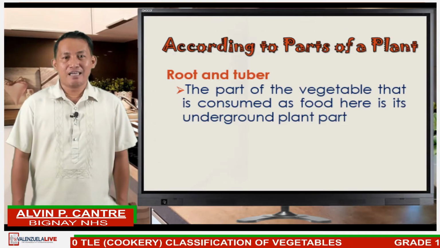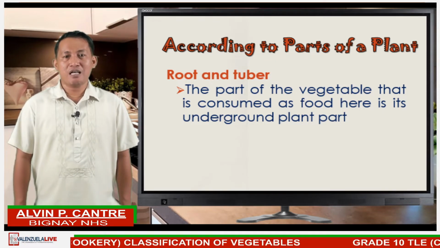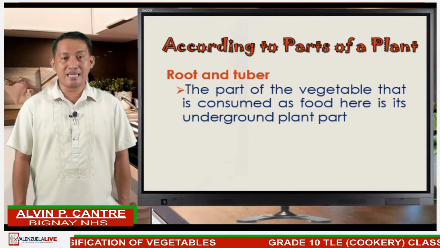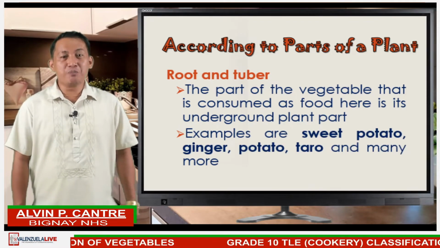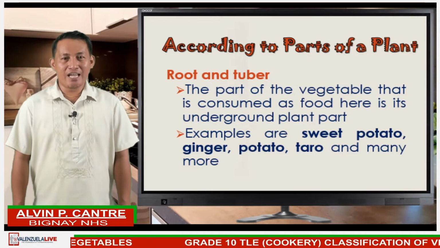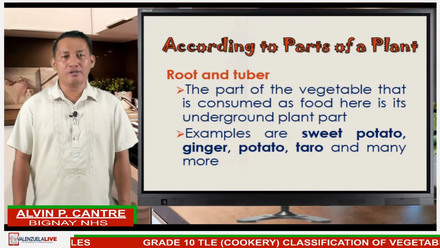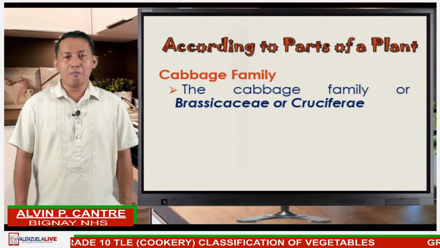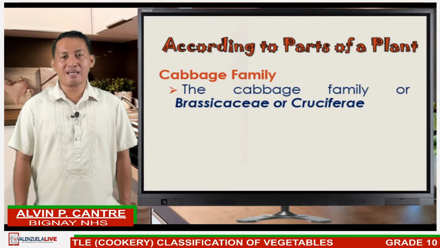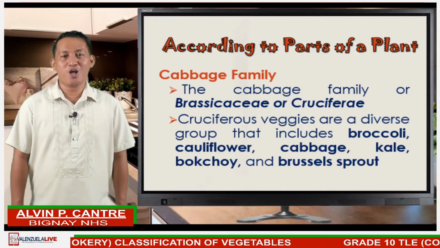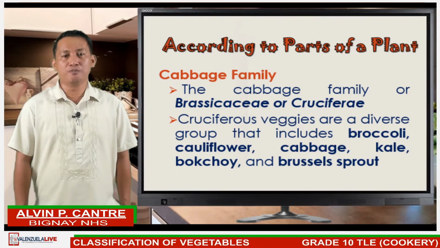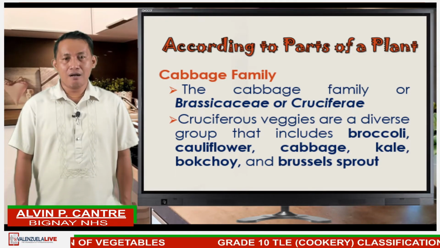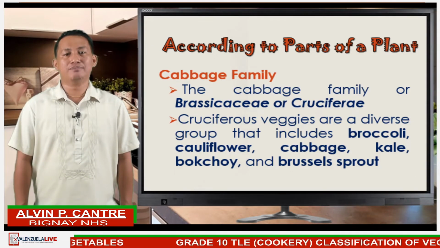Fourth are roots and tubers. These are vegetables in which the underground part is the one that we eat. Examples are sweet potato, ginger, potato, taro, and many more. Now, fifth in the list is the cabbage family, or Brassicaceae cruciferae. Cruciferous veggies are a diverse group that includes broccoli, cauliflower, cabbage, kale, bok choy, and Brussels sprout.